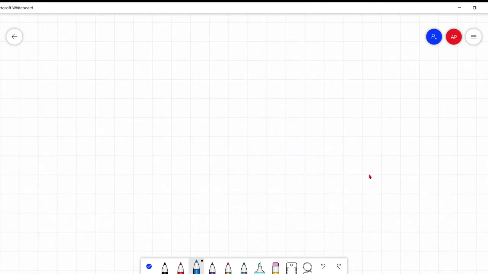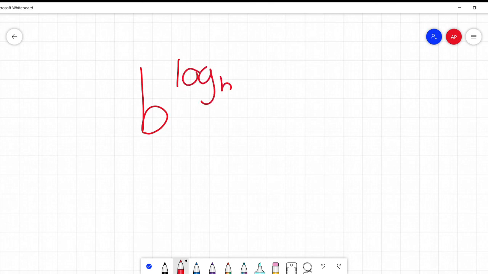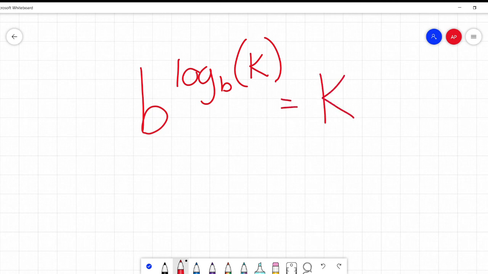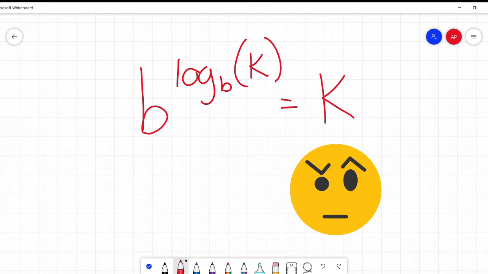Okay, so our last one, it looks a little funny. Just give me a second here. B to the power of log base B of K equals K. Okay.